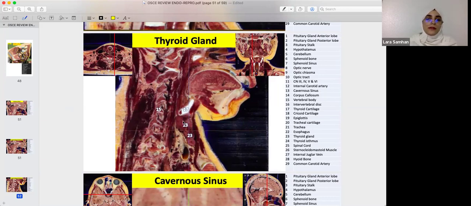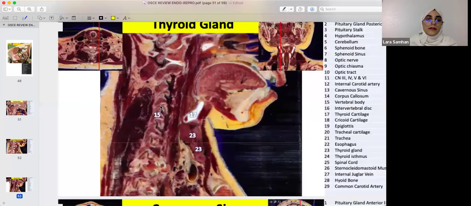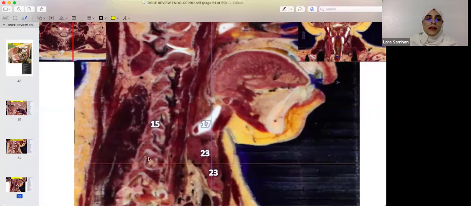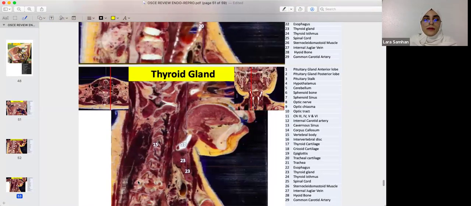In the neck, of course, we predict to have the thyroid gland, and this is the thyroid cartilage. Immediately below the thyroid cartilage, we have the thyroid gland. You can see this is the whole thyroid gland. Behind it, of course, this is the vertebra, as you can see, the bones. This is all the vertebra or the vertebral body.